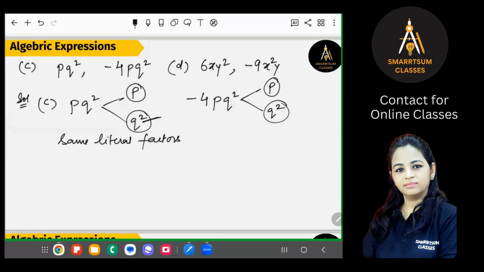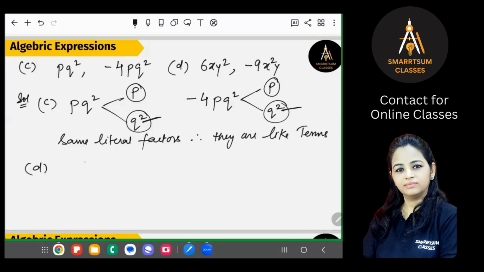Here it is Q square, here it is Q square. Here the power of P is not written, but it is 1. So here also we have 1, right? So we will check the exponent of the variable also. Since we have same literal factors, therefore they are like terms. Is that clear? They are like terms, right?